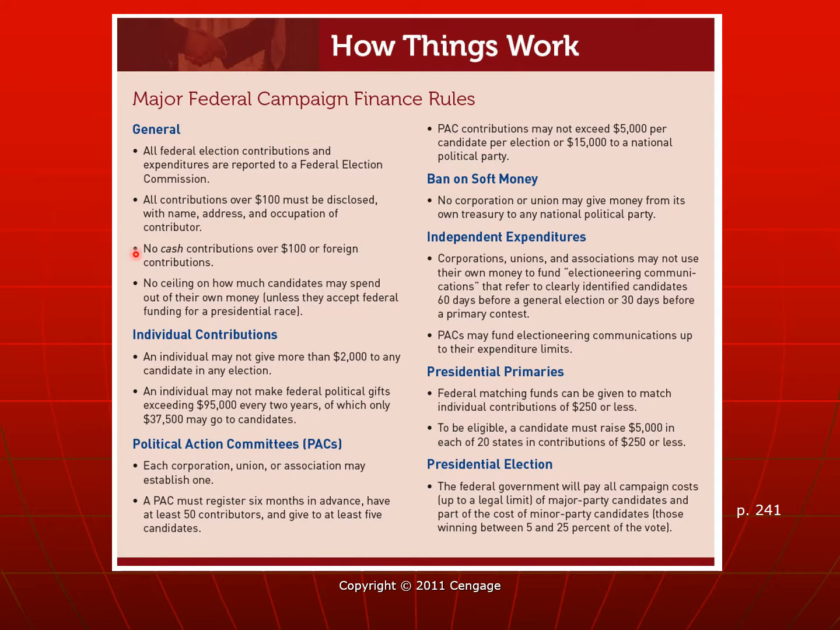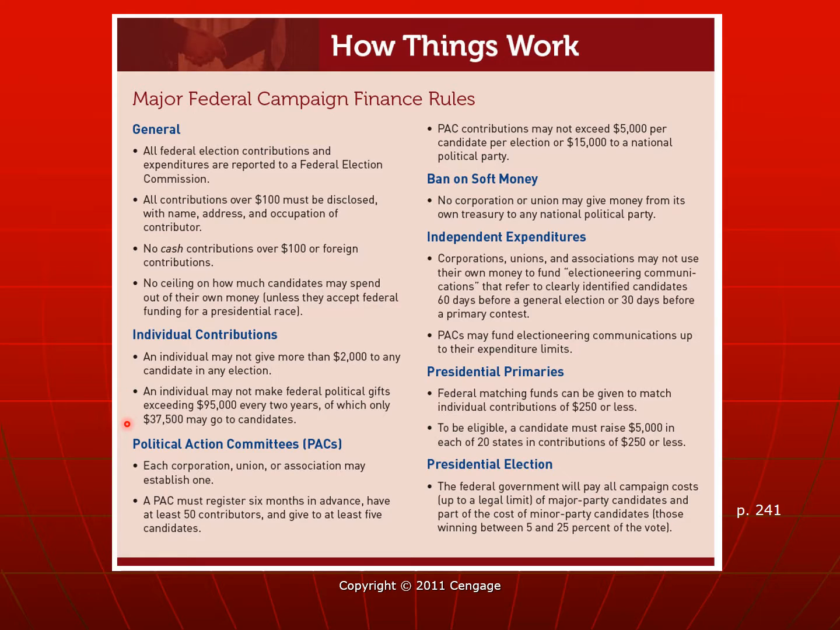How things work. In general, all federal election contributions and expenditures are reported to the Federal Election Commission. All contributions over $100 must be disclosed by name, address, and occupation. No cash contributions over $100 or foreign contributions. No ceiling on how much candidates may spend out of their own money unless they accept federal funding for a presidential race. Individual contributions, you cannot give more than $2,000 to any candidate in any election.